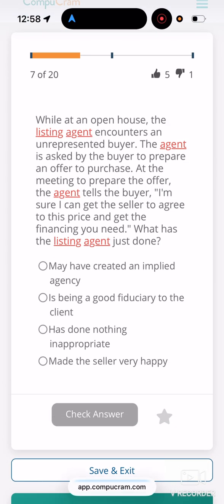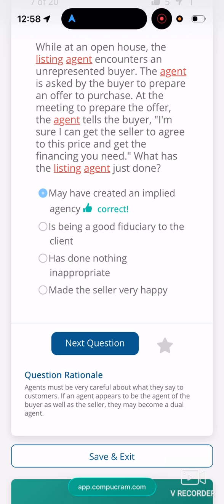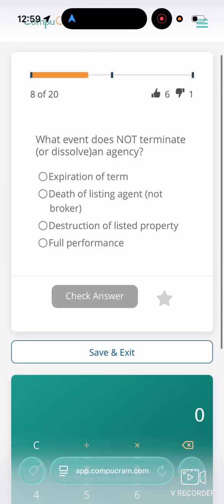Number 7. While at an open house, the listing agent encounters an unrepresented buyer. The agent is asked by the buyer to prepare an offer to purchase. At the meeting to prepare the offer, the agent tells the buyer, "I'm sure I can get the seller to agree to this price and get the financing you need." What has the listing agent just done? May have created an implied agency. Is being a good fiduciary to the client? No. Has done nothing inappropriate? No. Made the seller very happy? No. It's A. May have created an implied agency. Question rationale. Agents must be very careful about what they say to customers. If an agent appears to be the agent of the buyer as well as the seller, they may become a dual agent.